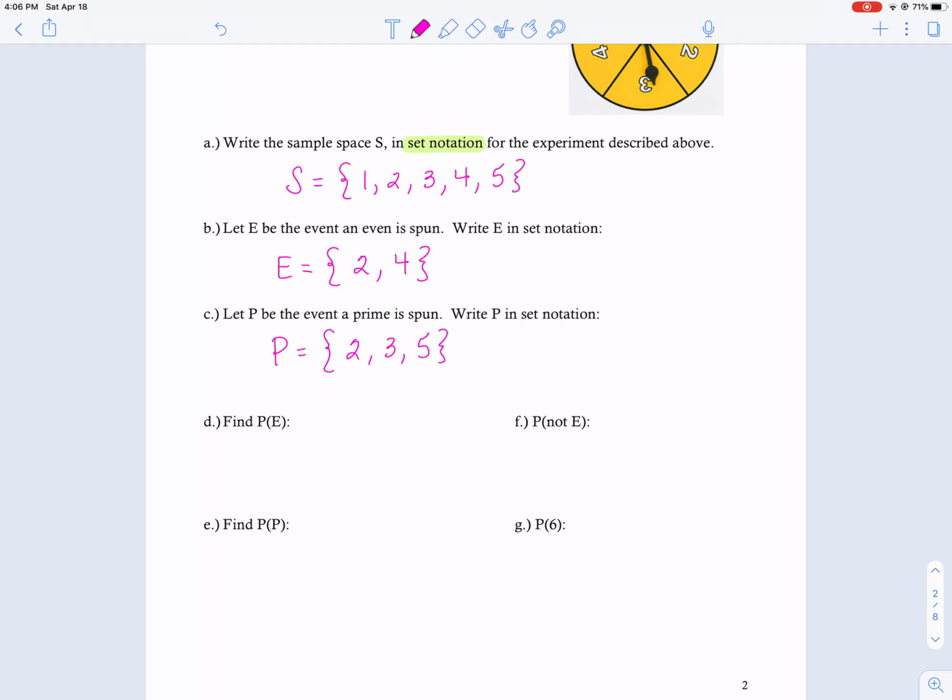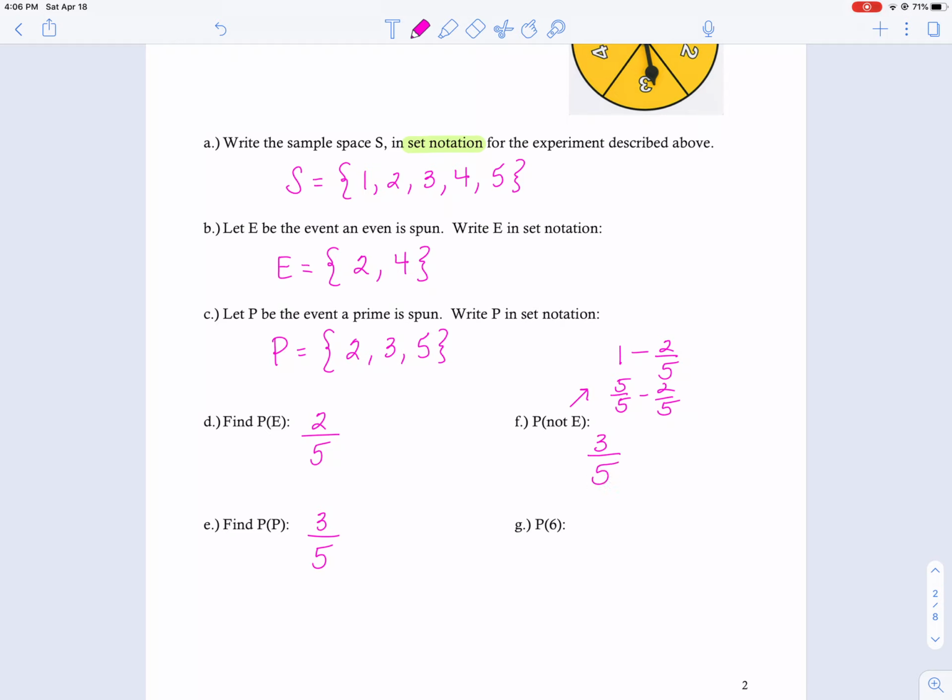What's the probability of E, that you get an even? That would be 2/5, because there's 2 evens, 2 and 4, out of your 5 possible outcomes. What is the probability that you spin a prime? Well, there are 3 prime numbers, so 3 out of 5. Good question: what is the probability that you're not going to spin an even? Just think about this. It's literally not even. It's 1 minus the probability of even, 2/5. So think of 1 as 5/5 minus 2/5, and not even is just 3/5.